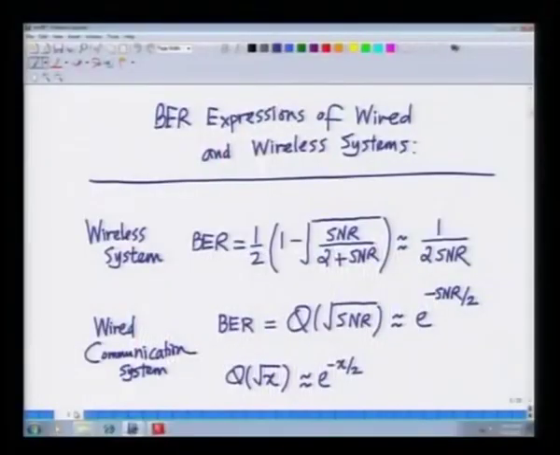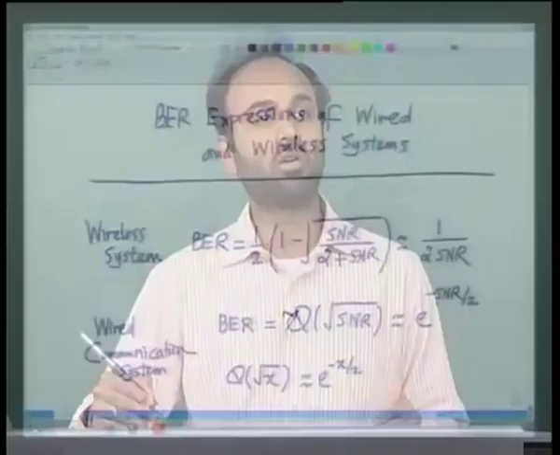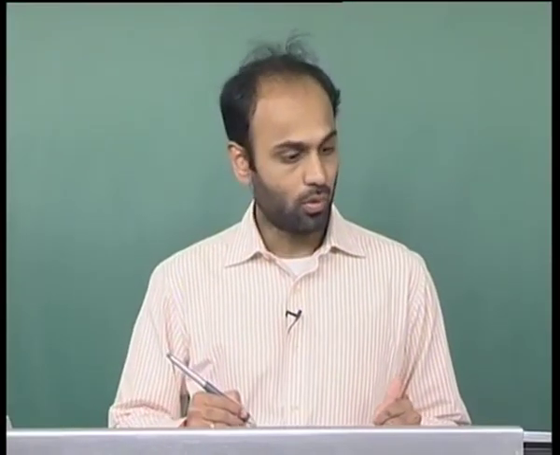And we said the reason for this, at least from the bit error rate expressions we derived, is as follows. The wireless communication system bit error rate decreases only as a function of 1 over SNR, while the performance of a wired communication system decreases exponentially in SNR, that is, it is e power minus SNR. So, it decreases very fast, so that even for small SNRs it is extremely low.